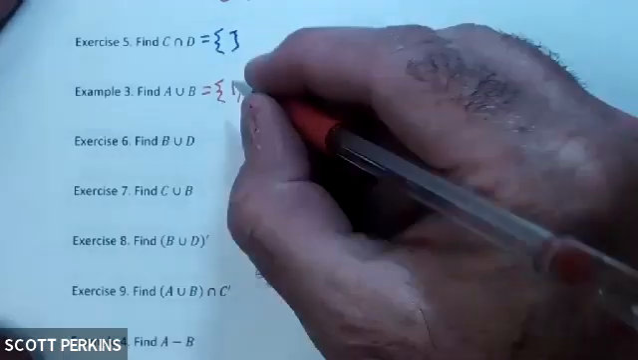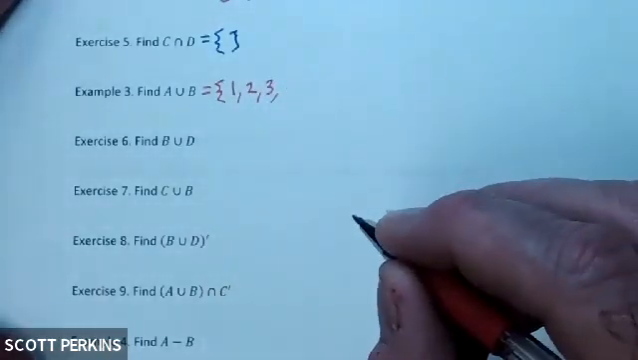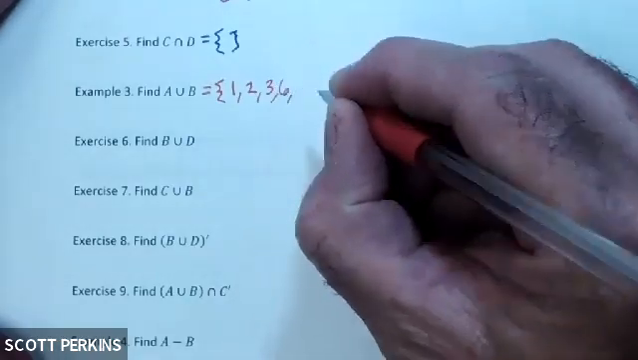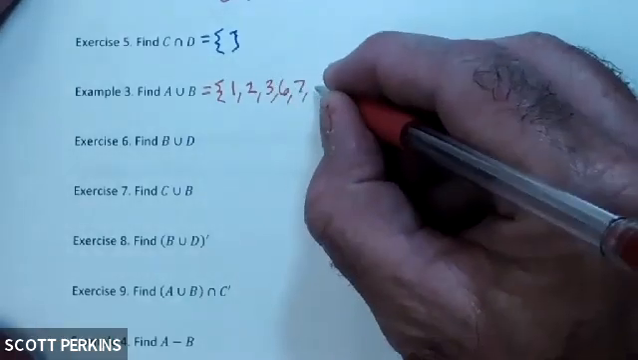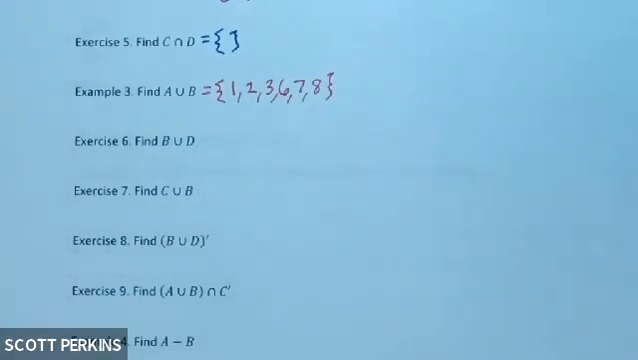So 1, and then 2 is in set A. 3 is in both sets. You only write it once. 6 is in set B, 7 is in set B, 8 is in both sets, but you just write it once, and there's my union. I've taken the two sets and merged them together into one set.